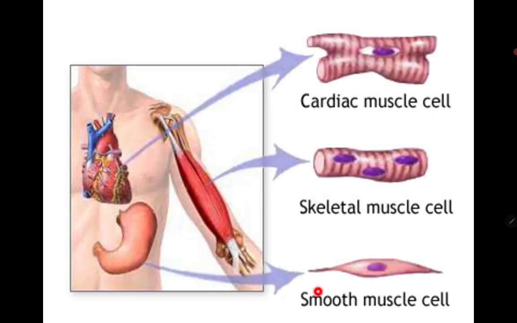So let's take a look. We have three types of muscle cells. We have the cardiac muscle cell found in the heart, the skeletal muscle cells found in the skeleton, and the smooth muscle cells, particularly in the digestive system.